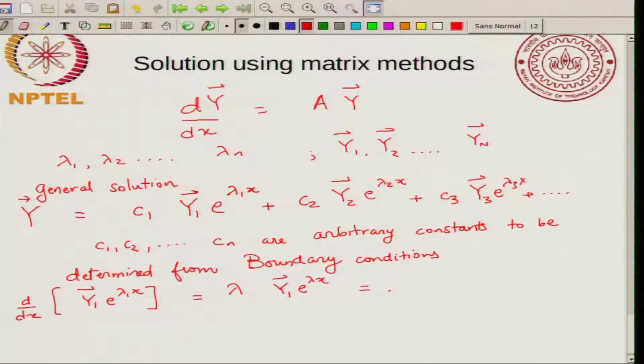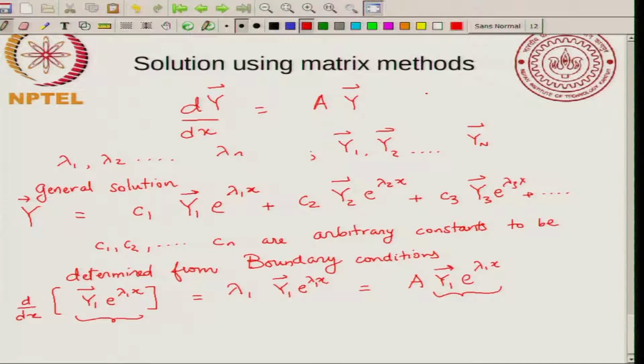So each of these actually satisfies this differential equation, because you know that A times y1 is just lambda 1 times y1. And so what you are doing is you are using the method of eigenvalues and eigenvectors to actually get independent solutions. Therefore, y1 e to the lambda 1 x is a solution of the original differential equation. Similarly, y2 e to the lambda 2 x is also a solution, y3 e to the lambda 3 x is also a solution, and so on.